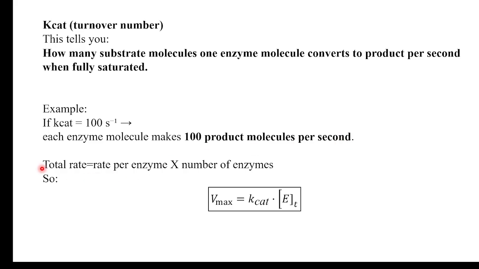Okay. So the total rate of the reaction depends on the rate per enzyme, which is the kcat, or the turnover number, multiplied by the number of enzymes. Here you know the kcat is 100, and if you know the number of enzymes, you can calculate the total rate, or the Vmax. Total rate is the Vmax. Rate per enzyme is the kcat, the turnover number, and the number of enzymes is the total enzyme which is present in your assay. It's in molarity.